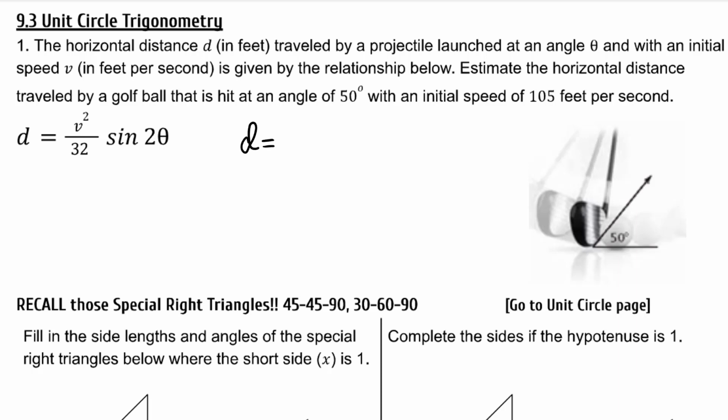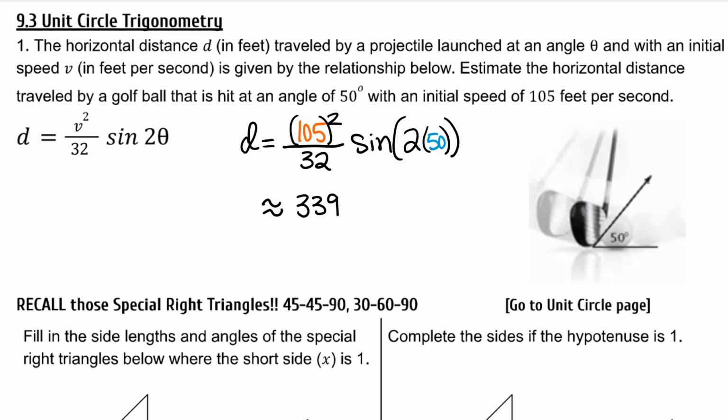The initial speed is v, so plug in 105 for v, and the angle is 50, so plug in 50 for theta. Now use a calculator to solve. That's approximately 339 feet the ball has traveled.